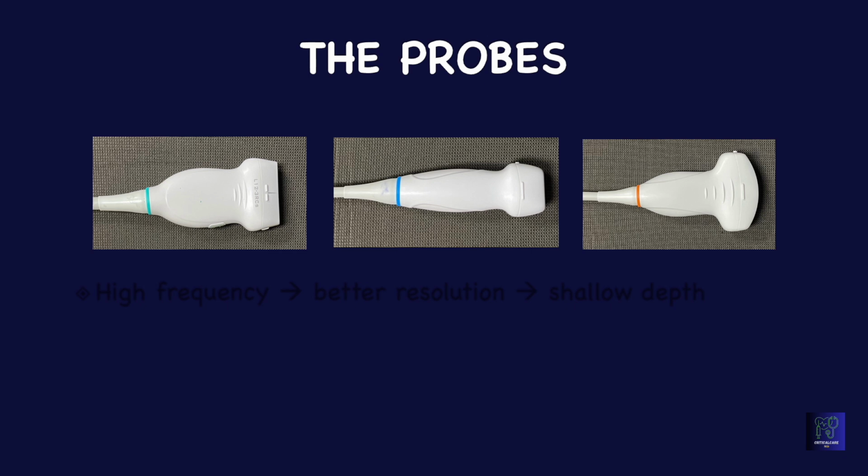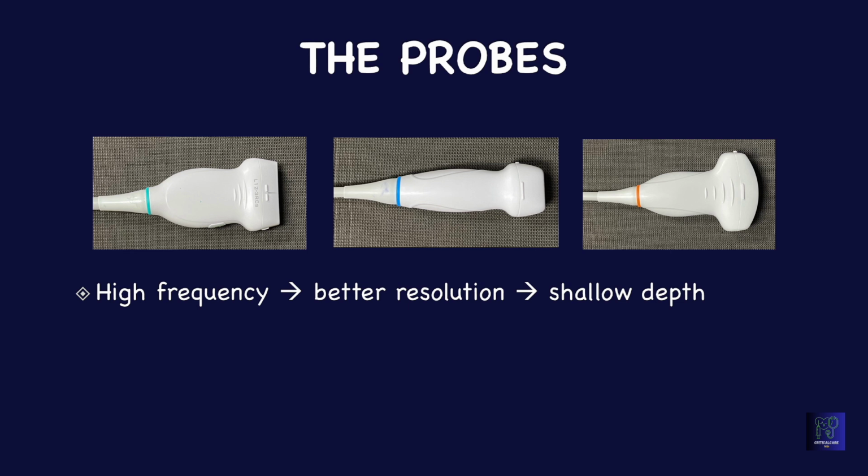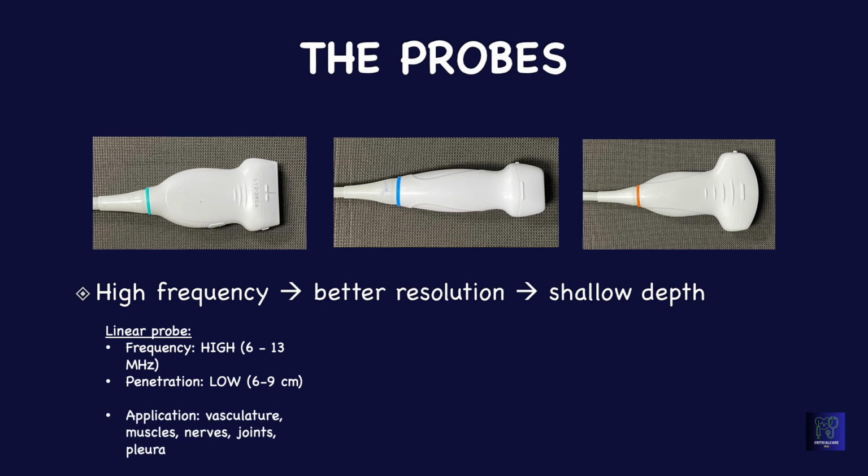There are three different probes available for point of care ultrasound exam. The most important difference to know is that a high frequency probe gives you excellent image resolution but has a shallow depth of penetration, and the opposite is true for a low frequency probe. Let's start with discussion about the linear probe. It has high frequency, therefore gives you excellent resolution, but only has a shallow depth of penetration. This is ideal for evaluation of superficial structures like blood vessels. In fact, it's commonly called the vascular probe.